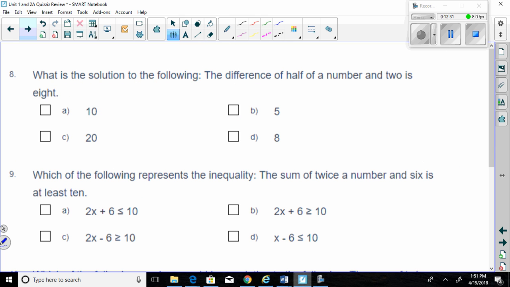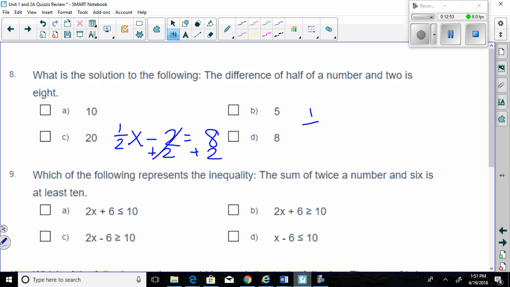All right, next one. I want to find the solution. We already found this is. How do I get x by itself? Add to the other side. So you would plug it in there? You could plug it in. You say, okay, what number could I take half of, subtract 2 and get 8?